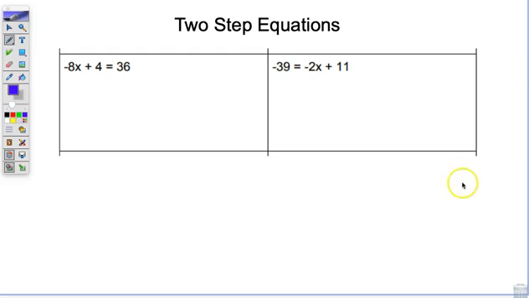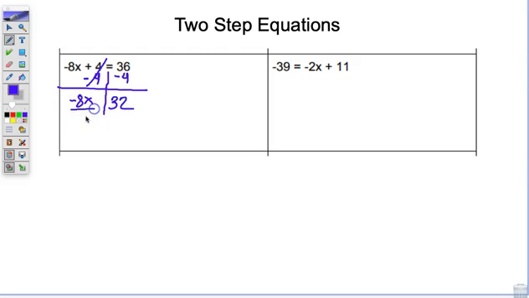Let's try a couple more problems. In this one, we have negative 8x plus 4 is equal to 36. So we want to start with this 4 and subtract it from both sides. If you still want to write that line, I suggest you do it until you're really used to doing these problems. 4 minus 4 is 0. Let's bring down the negative 8x. 36 take away 4 is 32.